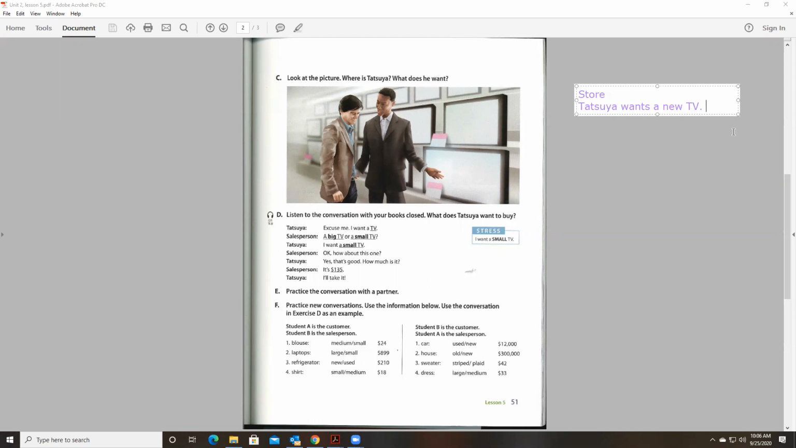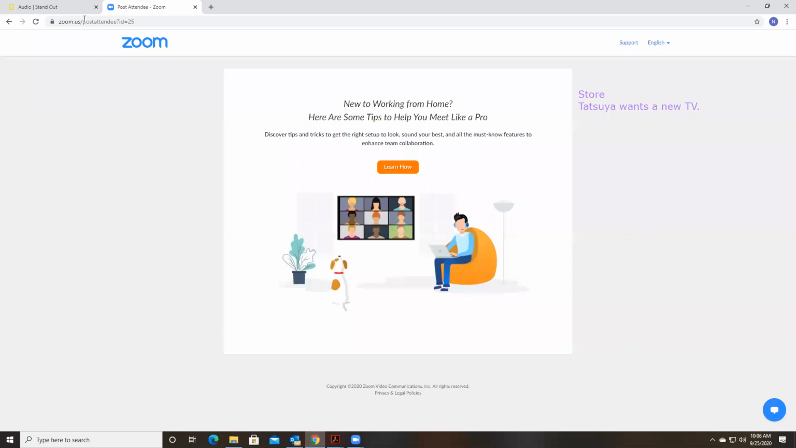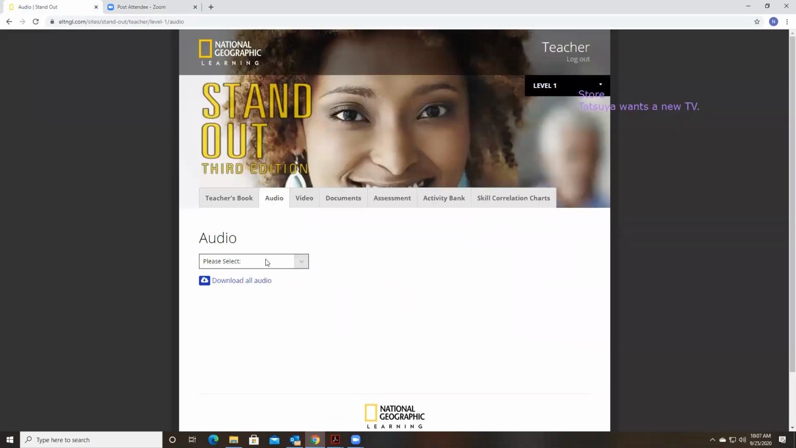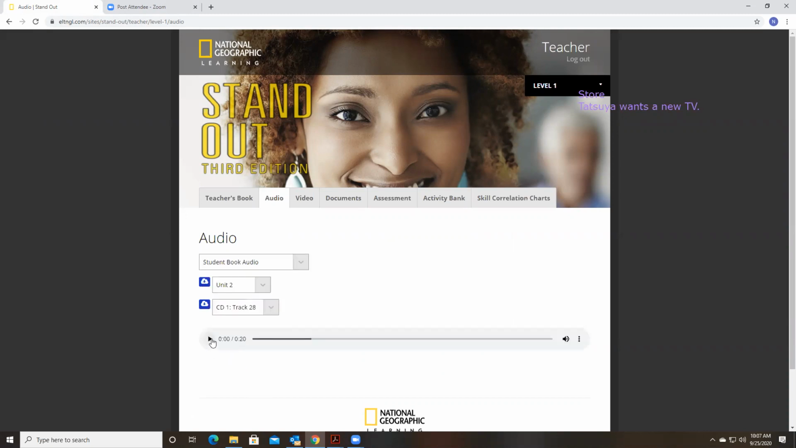All right, let's look at D. It says, listen to the conversation with your books closed. Okay, in this case, you don't have a book, so don't worry about it. What does Tetsuya want to buy? Okay, let's listen. It always does this. All right.